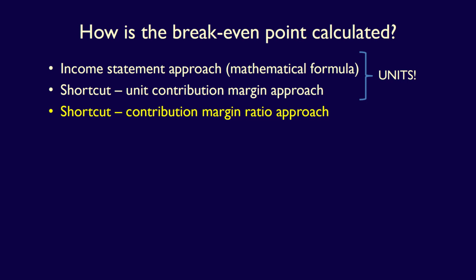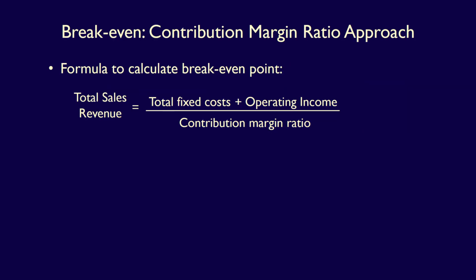However, businesses which have multiple products can't use either of these methods. Instead, multi-product companies calculate the break-even point in terms of sales dollars, total revenue required to break even. This is because it eliminates the problem of how many units each product needs to produce in order to break even. The formula for this approach is as follows. Total sales revenue is equal to total fixed costs plus operating income all divided by the contribution margin ratio. In this case, notice that the denominator is the contribution margin ratio.